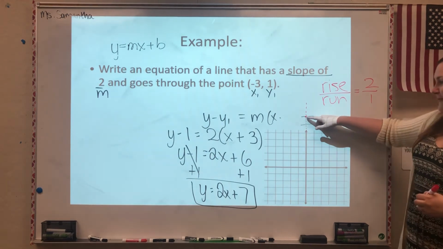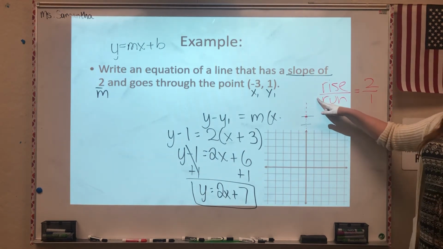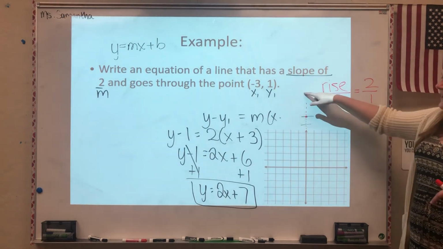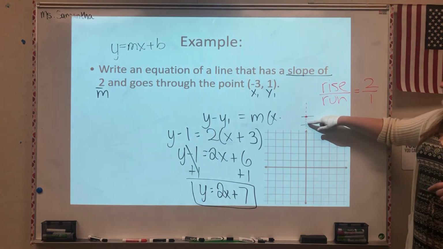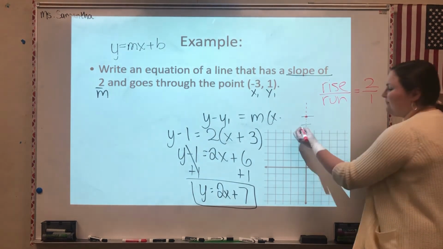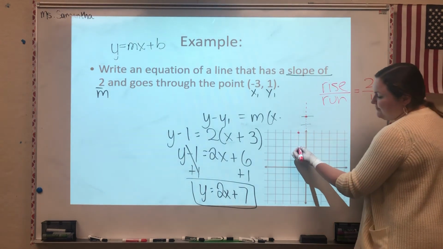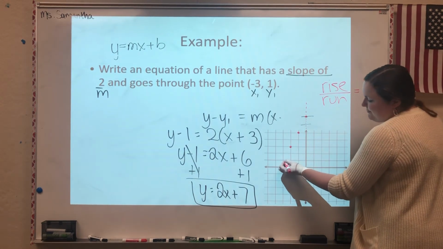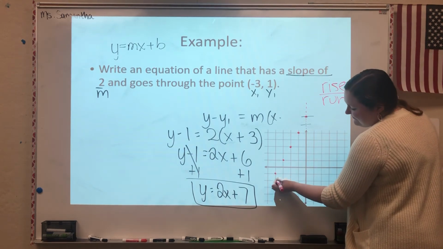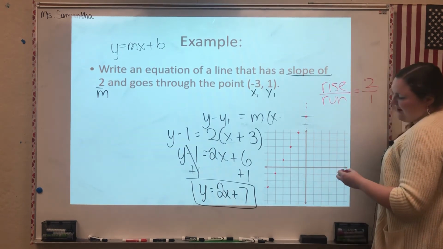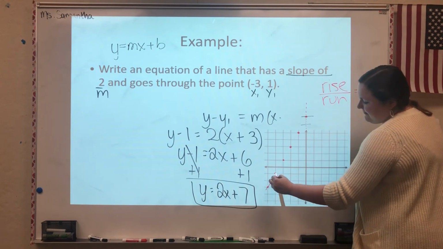I don't want to go up anymore. I don't want to go up 2 over 1. But what we can do is the opposite. Instead of going up 2 over 1, I can go down 2 backwards 1, which puts me right here. And I can keep going. I can go down 2 backwards 1, down 2 backwards 1, down 2 backwards 1, until I have no more graph. Go ahead and draw my line through this.